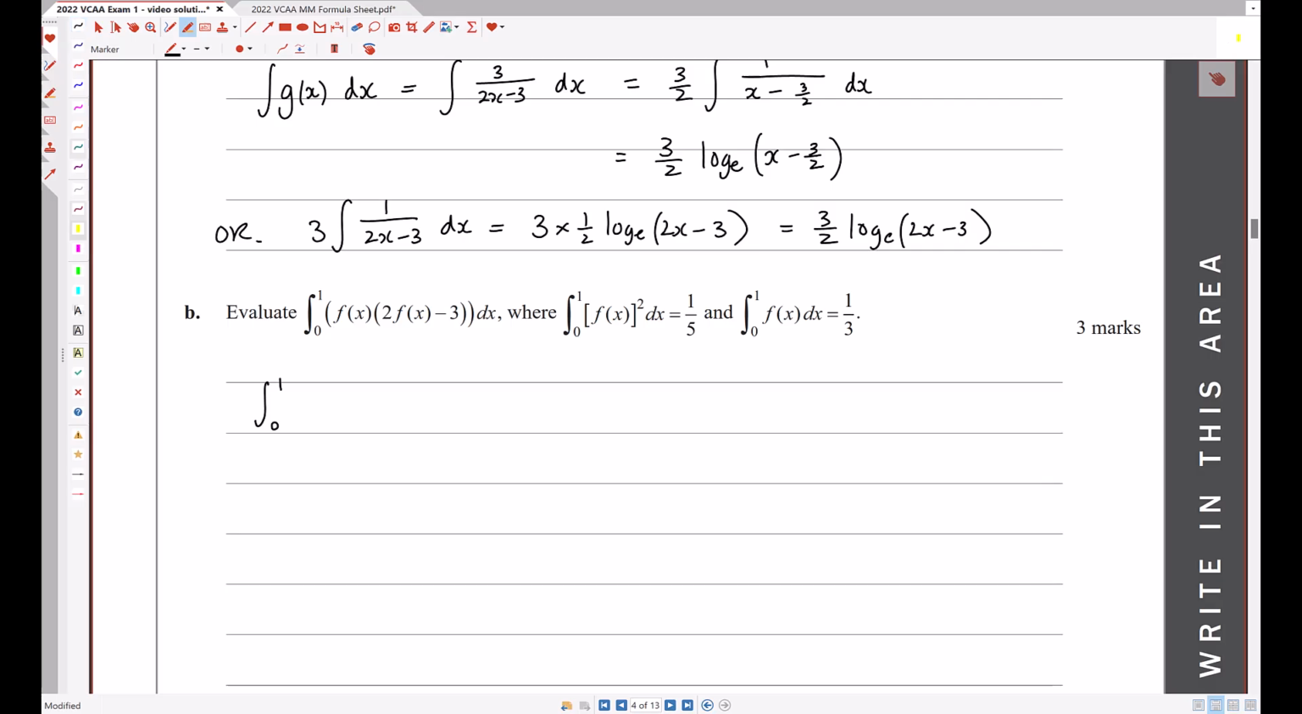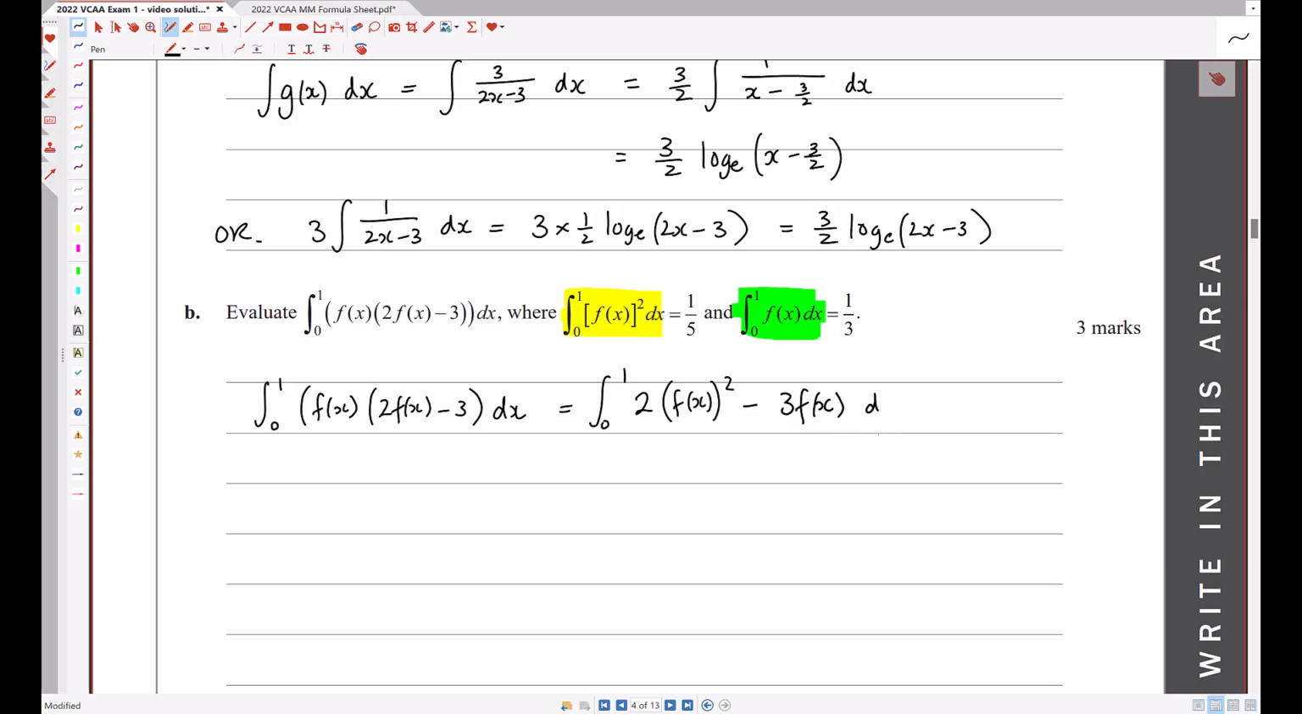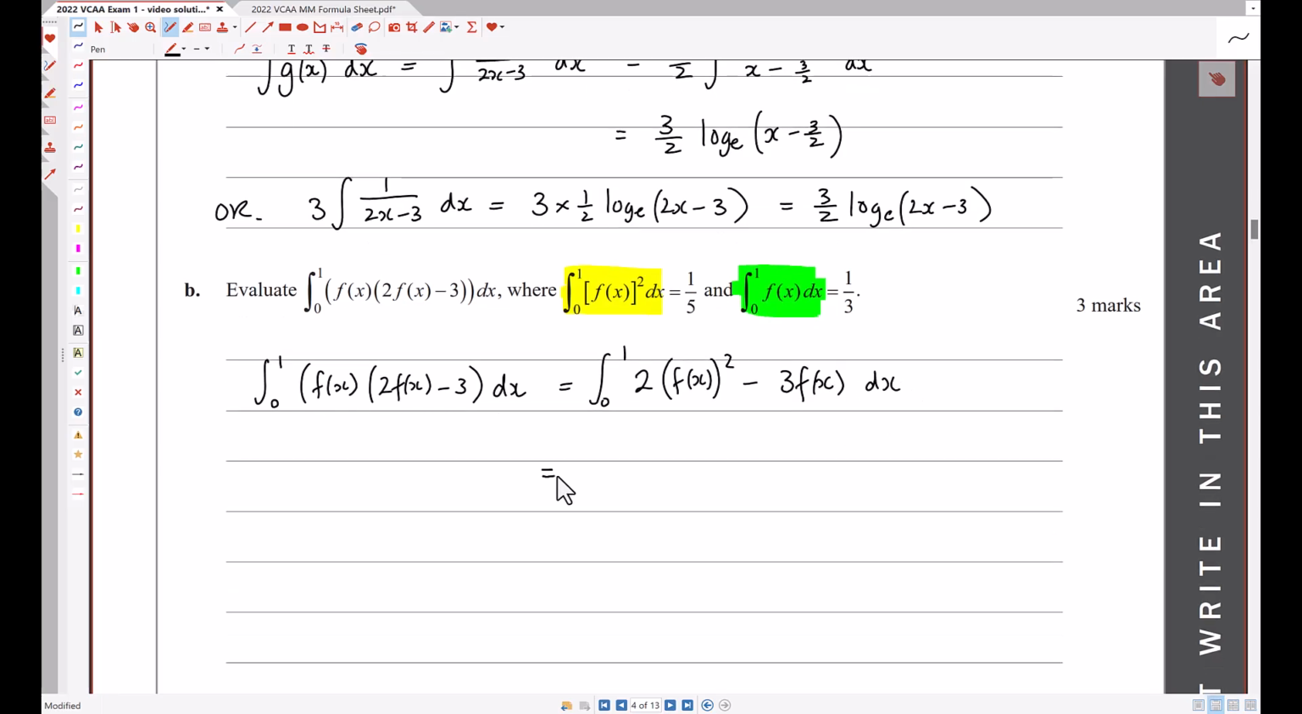So we want to be able to identify or isolate out of the thing that we're trying to calculate these two things, so we can replace them with 1/5 and 1/3. So we're integrating from 0 to 1, and it is f of x times 2 times f of x minus 3. So if I expand out those brackets in that integral, f of x times 2 times f of x, that's 2 times f of x squared, which is where this yellow highlight value is going to come in handy, minus 3 times f of x dx. Don't forget your dx's.